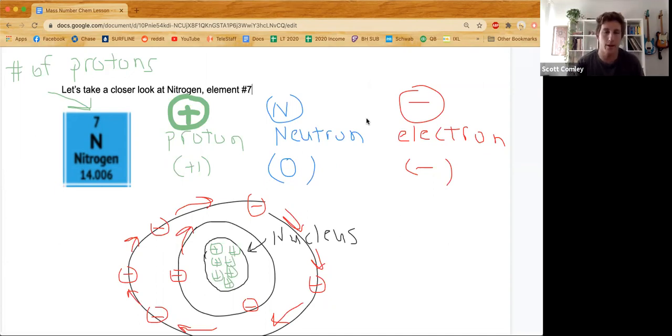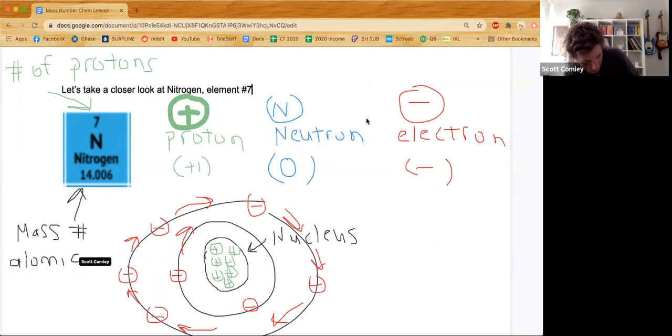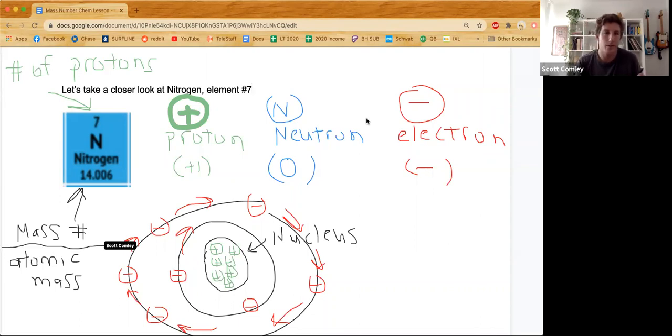And what I've left out is the neutrons. You may have heard the term mass number, or atomic mass. They're related. They're not the same thing, but they're very much related. So the mass number, normally you might see it written like this, N with the atomic number up here and the mass number down here. What does that 14 mean?